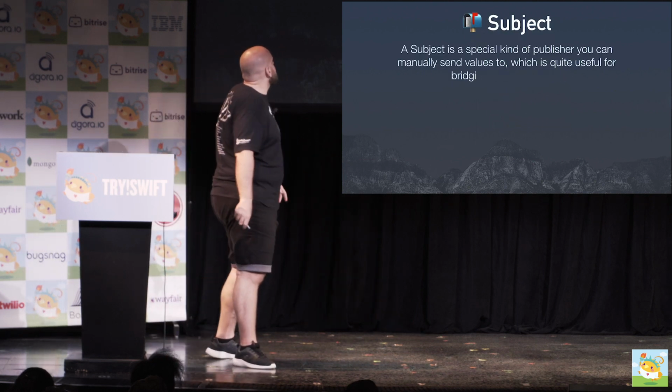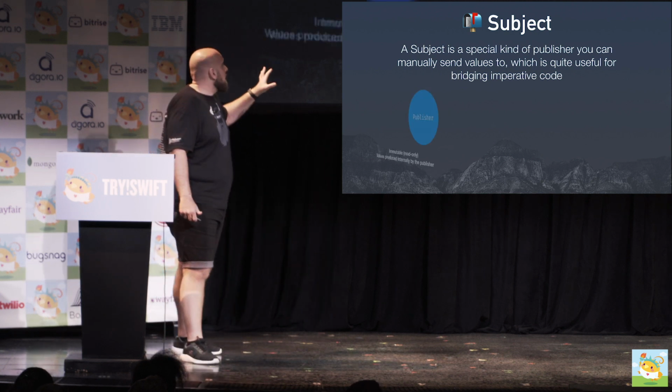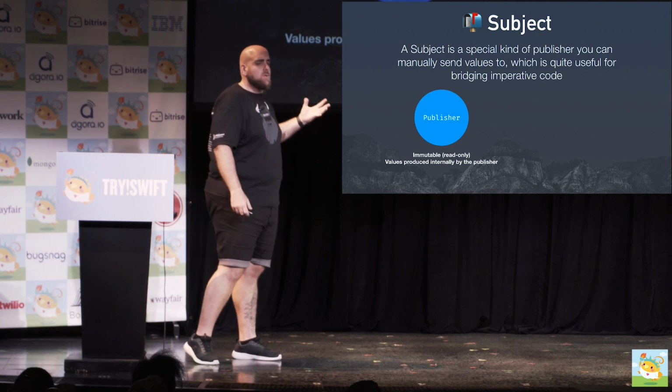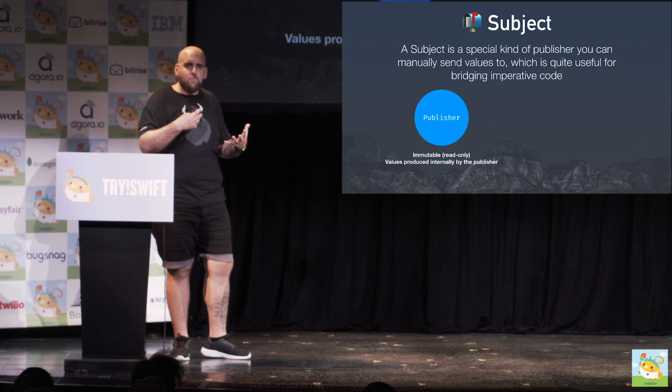Moving on to one less theoretical piece here called a subject. So a subject is a really interesting kind of publisher that you can manually send values to. Up until now, we talked about a publisher, and this one is immutable, and the values are computed internally. You subscribe to it, and you get some values that it produces.